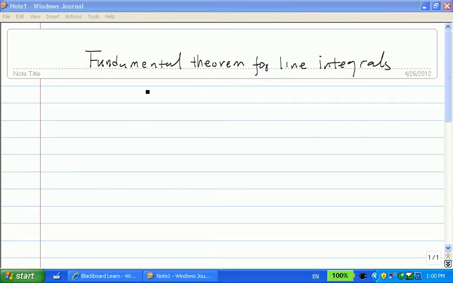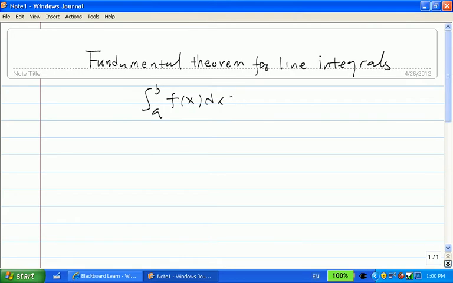The fundamental theorem of calculus is something like this: F(b) minus F(a). Small f and capital F have a relationship like this. Capital F, you take the derivative, gives you small f. In other words, capital F is the antiderivative. This is called the fundamental theorem of calculus.